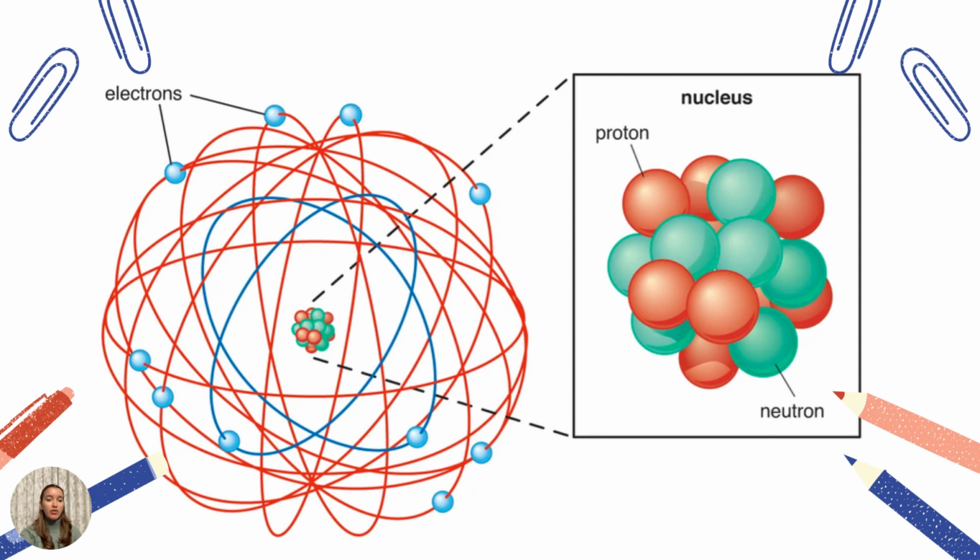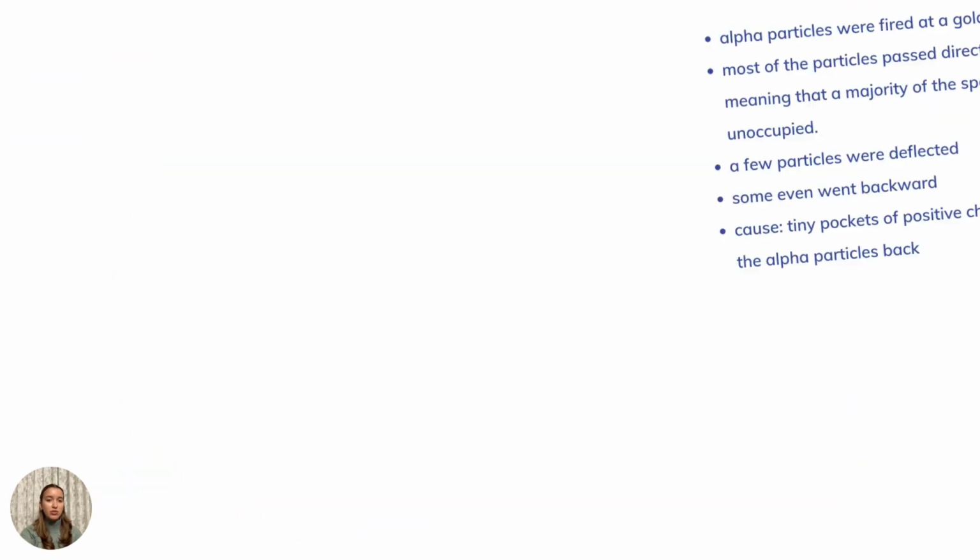This is a diagram of Rutherford's model, where we have the nucleus and its protons and neutrons, and we can clearly see that it is positioned in the very center of the atom. We also have the electrons, which are shown as blue dots, and with gray lines we have their set paths or orbits being shown.